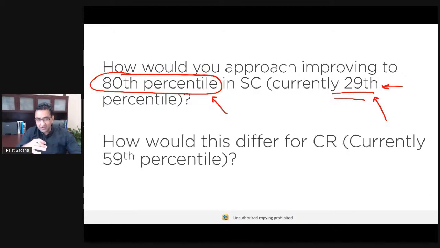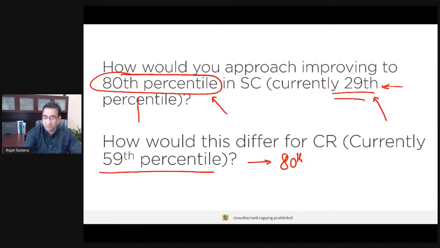And the next question which is there is, how would this differ for CR, where you're currently at 59 percentile? Now, remember, the goal is to get 80th percentile in CR. So here also you want to get to that 80th percentile. And here also you want to, of course, get to that 80th percentile. So how would that approach differ?